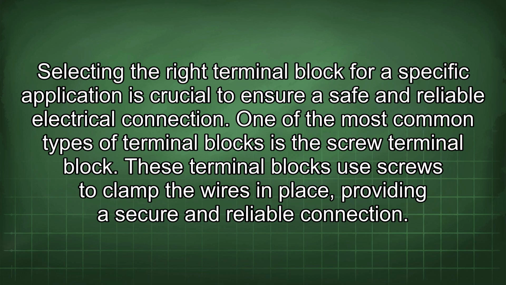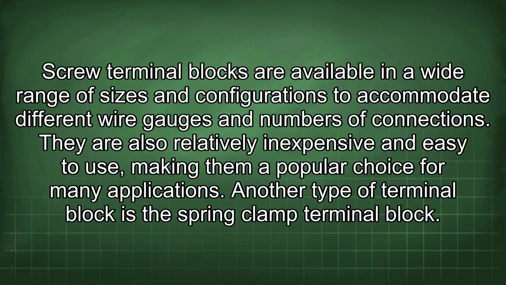One of the most common types of terminal blocks is the screw terminal block. These terminal blocks use screws to clamp the wires in place, providing a secure and reliable connection. Screw terminal blocks are available in a wide range of sizes and configurations to accommodate different wire gauges and numbers of connections. They are also relatively inexpensive and easy to use, making them a popular choice for many applications.